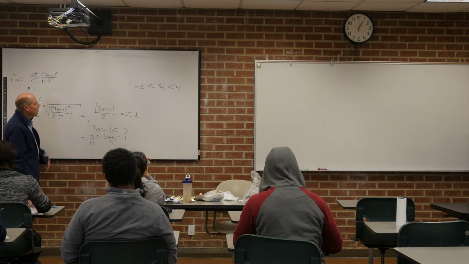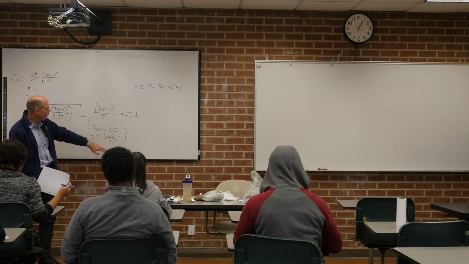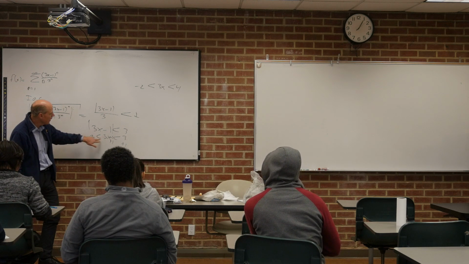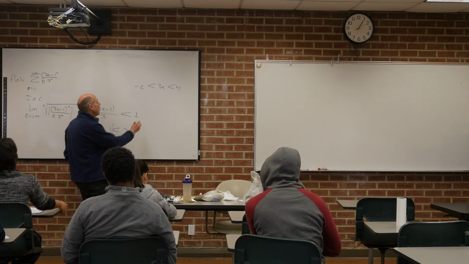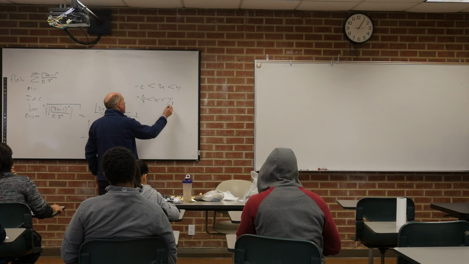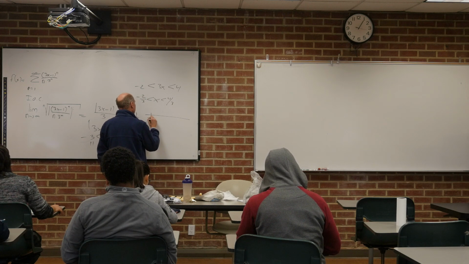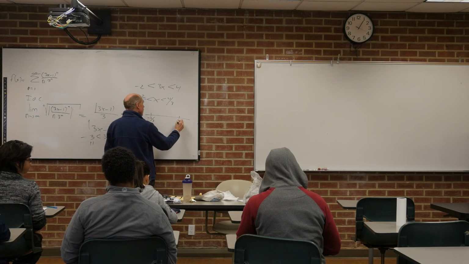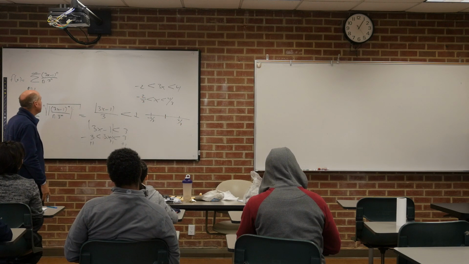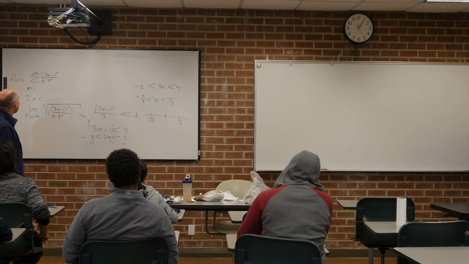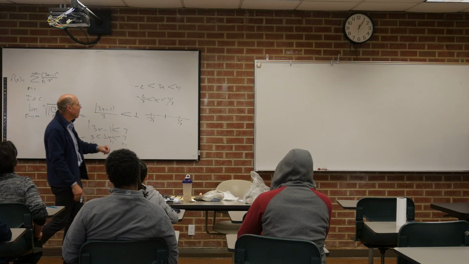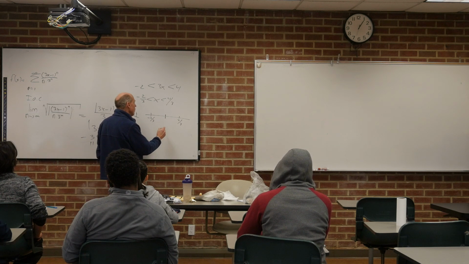So remember, the absolute value is less than 3. That means the actual thing inside the absolute value is between negative 3 and 3. So what I got is negative 2/3 here, 4/3 there. What's the center, by the way? So what's the x value that's going to make this whole thing 0? Or just the average of negative 2/3 and 4/3?